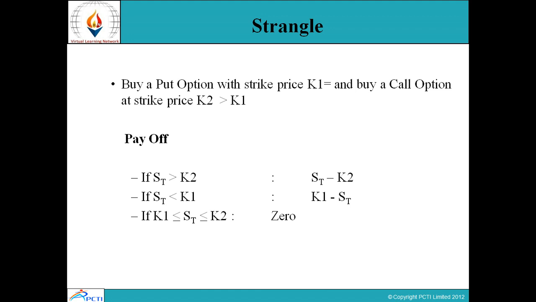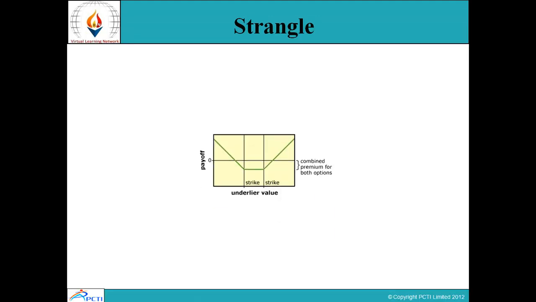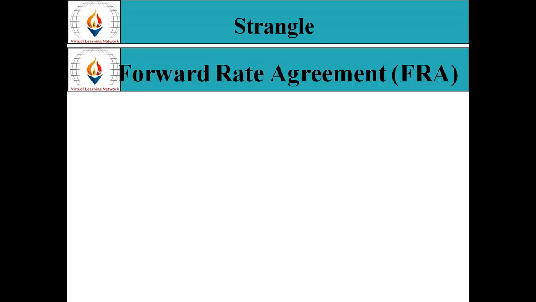Strangle: buy a put option with strike price K1 and buy a call option at strike price K2, greater than K1. Payoff: if ST is greater than K2, ST minus K2; if ST is less than K1, K1 minus ST; if K1 is less than or equal to ST, less than or equal to K2, 0. For strangles, the payoff depends on the underlying values and the combined premium for both options.